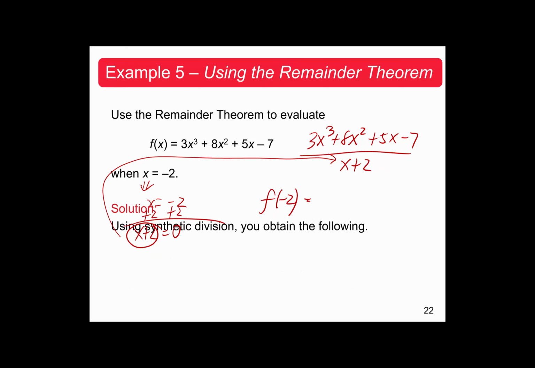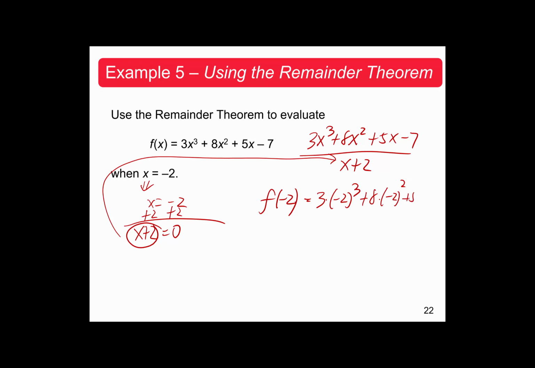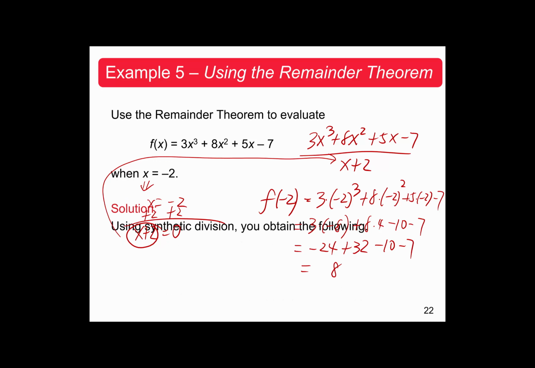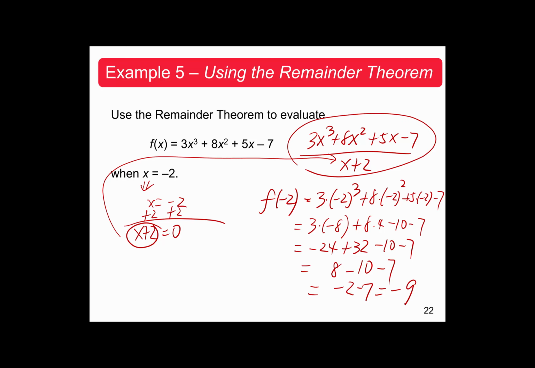Okay. So f of -2 should be 3 times (-2) to the 3rd power plus 8 times (-2) squared plus 5 times -2 minus 7. So this is 3 times -8 plus 8 times 4 minus 10 minus 7. So this is -24 plus 32 minus 10 minus 7. This is 8 minus 10 minus 7, negative 2 minus 7. So the remainder should be negative 9. So if you apply long division or synthetic division, you should get that.